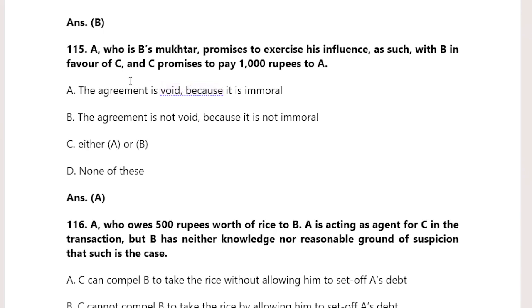Another question: A is a Mukhtar, promising to exercise his influence with V in favor of C, and C promising to pay 1000 rupees to A. Then what are the options? Option A: The agreement is void because it is immoral. Option B: The agreement is not void because it is immoral. Option C is either A and B, and option D is none of these. The right answer is option A. The agreement is void because it is immoral.